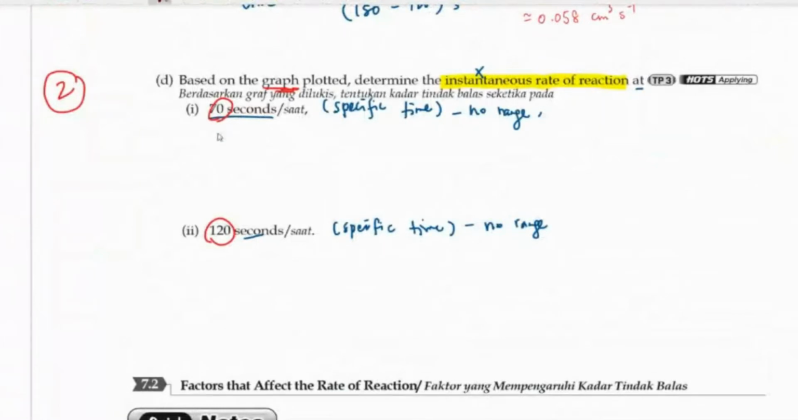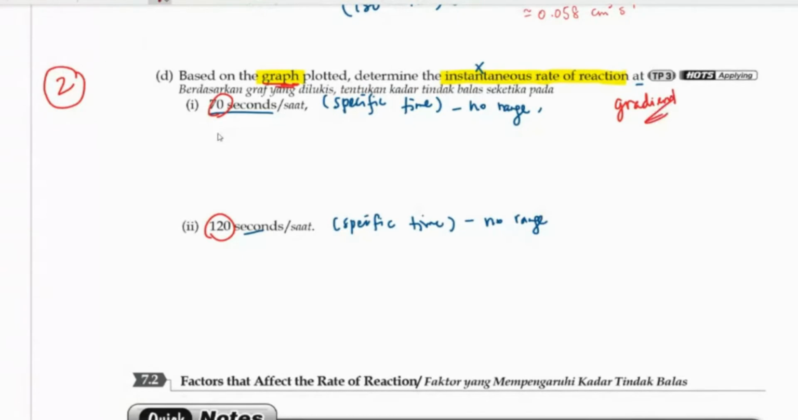So what is the correct way? For this one, you have to draw the graph. Then from the graph, you need to find the gradient of the curve. So how to find the gradient? Now I show you step by step. Follow closely.